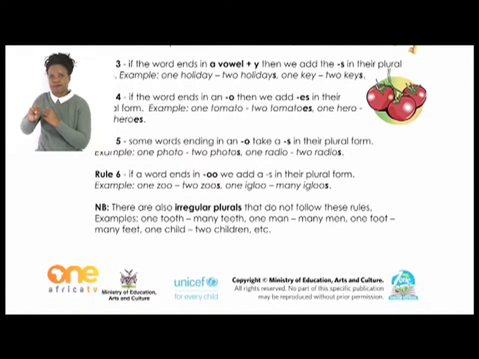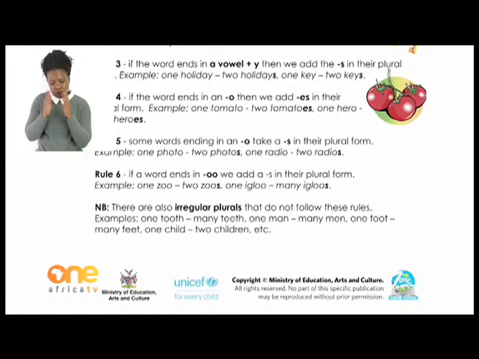Let's go to rule number 4, still on page 3. If the word ends in an O, then we add ES in their plural form. For example, potato is ending in an O. We add ES there. Two potatoes, two tomatoes, a hero, two heroes. We are adding ES there. I hope we are following.